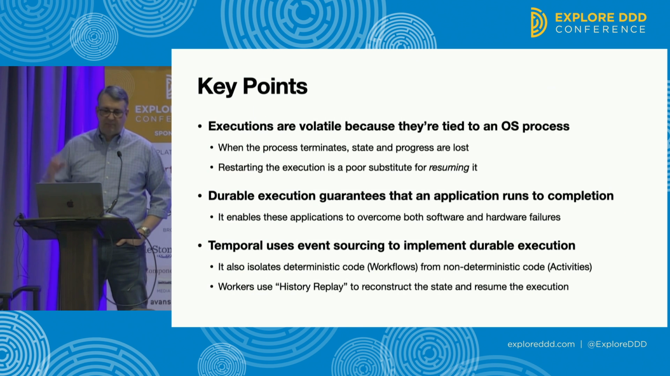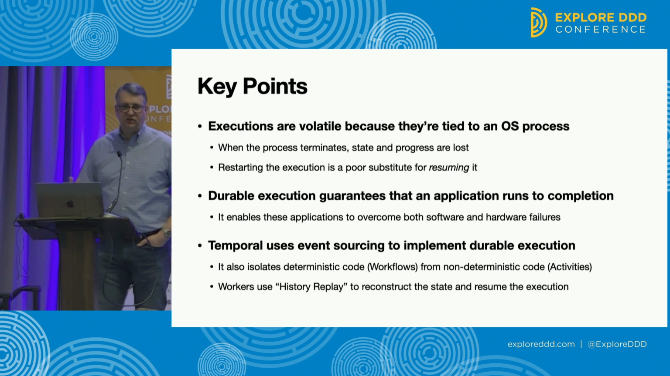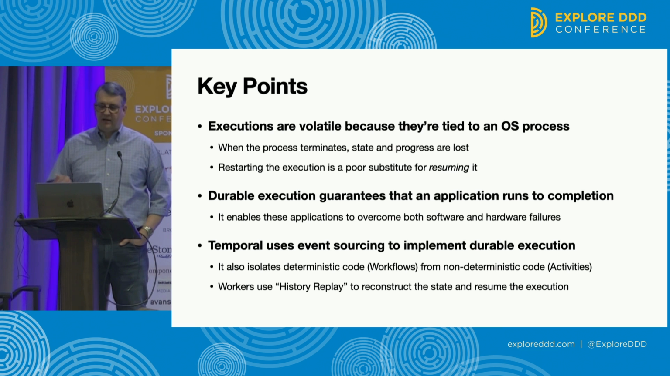So to wrap it up, the executions that we typically work with are volatile because they're tied to an operating system process. So when that process terminates, the state and all the progress are lost. And restarting is a poor substitution for being able to resume. If we want to build a resilient application, we need to be able to pick up where we left off as if the failure had never occurred. We can do that with durable execution because it guarantees that the application will run to completion no matter what happens, even if it's a hardware failure.